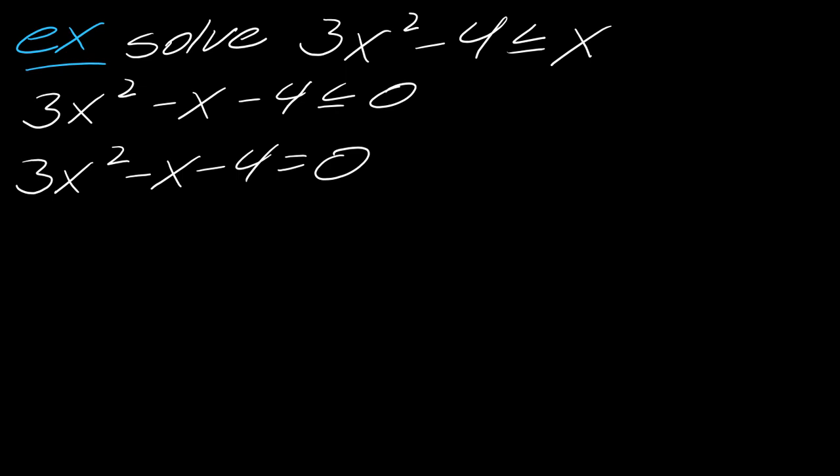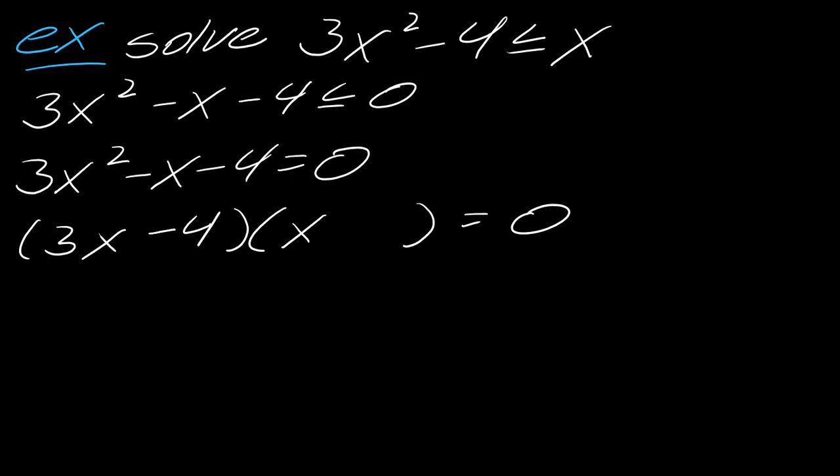And okay, so now I've got a factor. So let's see, how does this factor? I think this is just going to be minus 4 and plus 1. Let me double check my math here. So this gives me 3x squared plus 3x minus 4x minus 4. So yep, that gets me the thing in the middle.